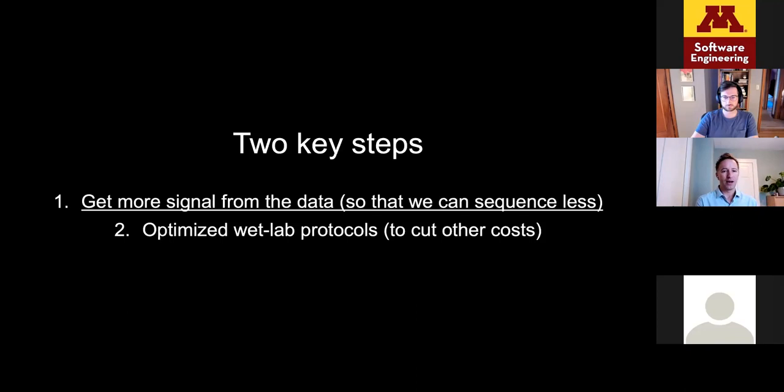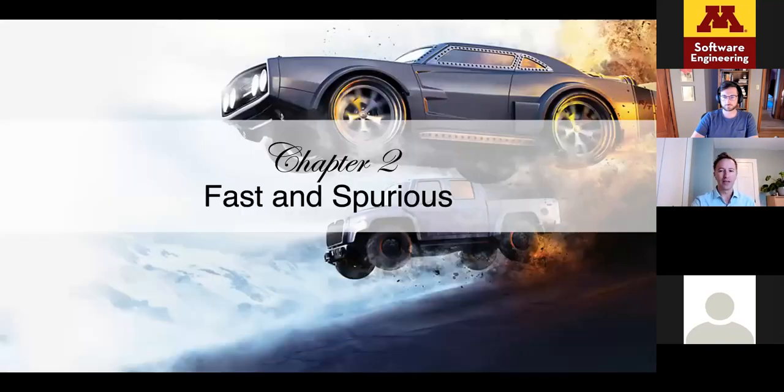So I'm going to try to decrease the amount of data we need, so you don't have to pay as much for the actual DNA sequencing. And then my partners are going to try to decrease the cost of getting the samples ready for the sequencing. And if we can do both of those, then the whole cost will go down quite a bit. So this brings us to chapter 2, fast and spurious.